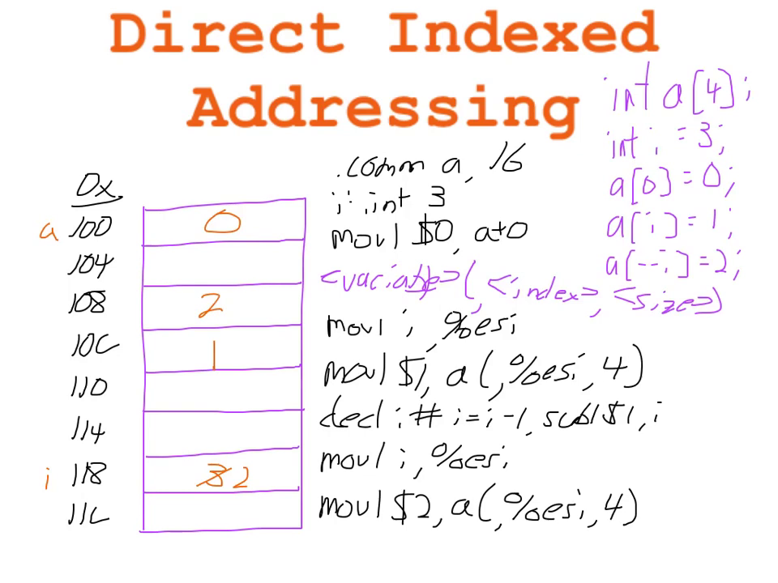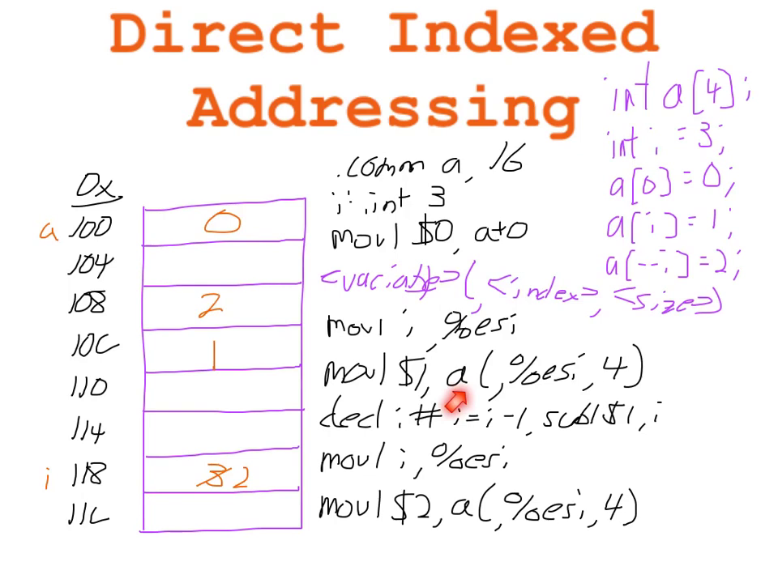As you can see, direct indexed addressing is very similar to base indexed addressing. The key difference between the two, though, is that direct indexed addressing is used for accessing arrays directly in memory. In other words, we are directly accessing array A here. We are not using a pointer to our array.